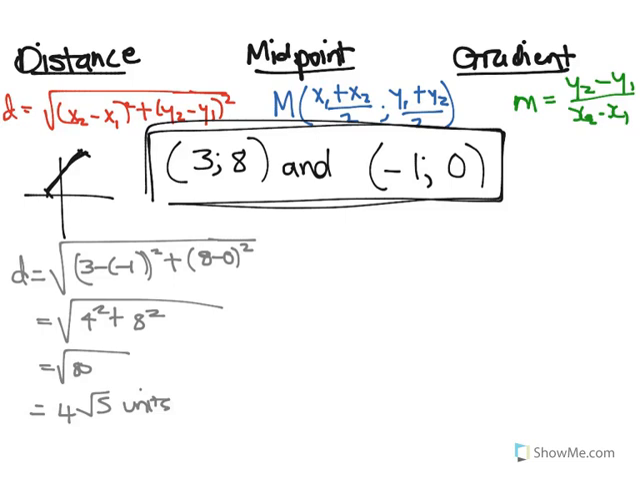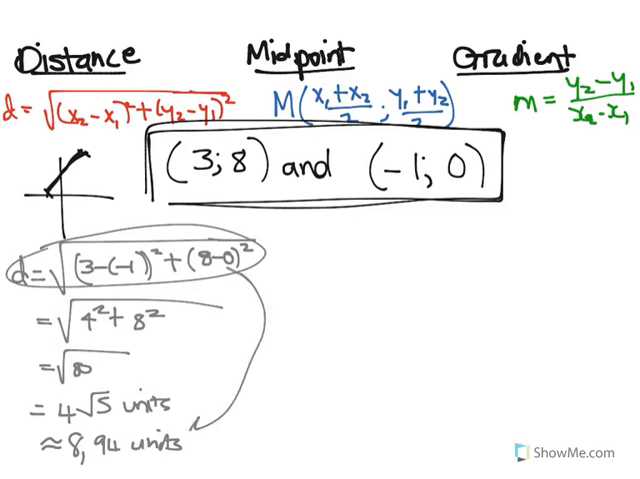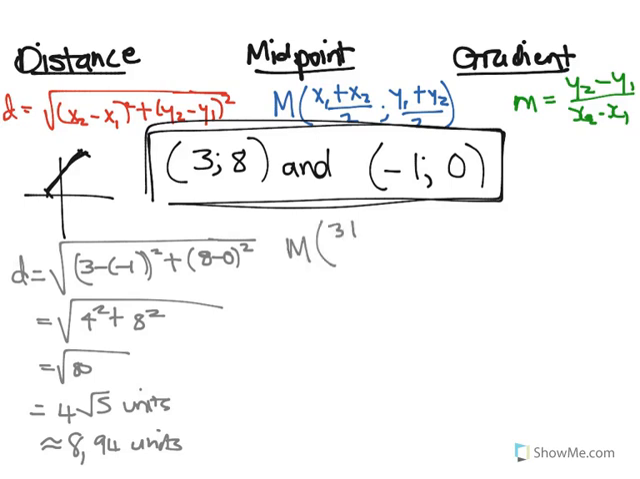Otherwise, as a decimal, this is roughly 8,94 units. So that would be the distance between those 2 points. And of course, there's no need to do this calculating. You could just punch this straight into your calculator. In fact, you could just punch this into your calculator and jump right from there to over here, and that would be perfectly acceptable.